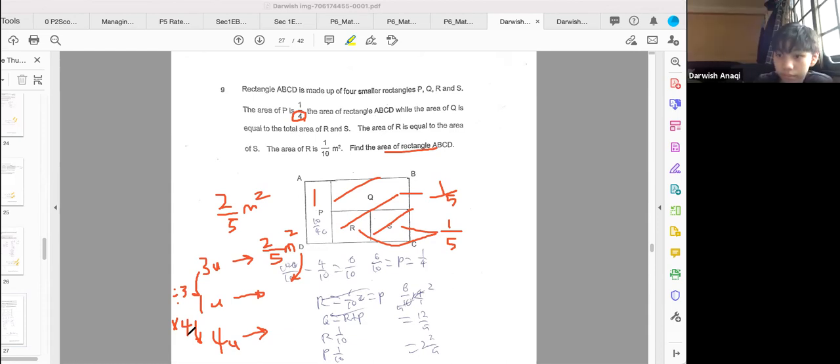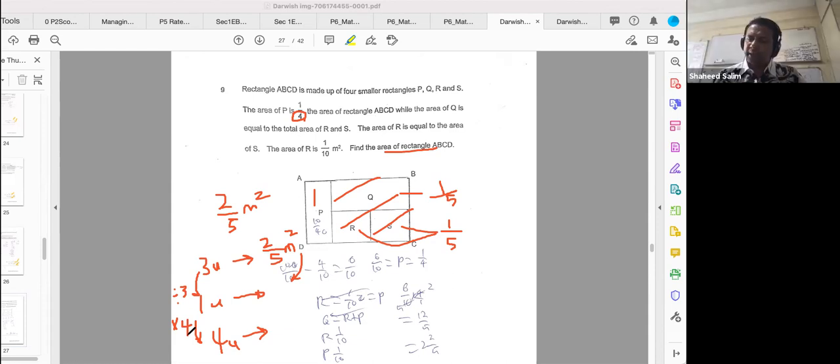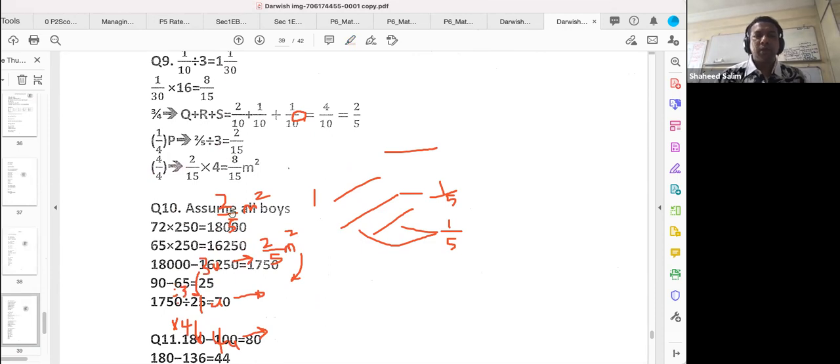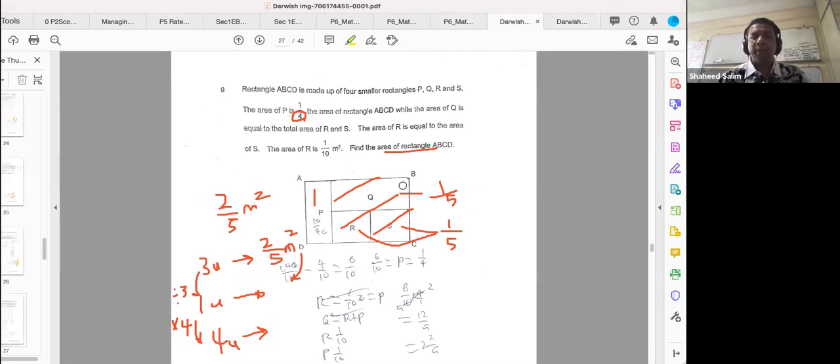Two over 15. 2/15. Okay, let's see. Is it correct? 8 over 15. 2 over 15 for 1. There down here, see? 2/5 you divide by 3. You get 2 over 15. That's for 1 unit. Then you need to times by 4 units. Right? Are you confused? Down here, remember?